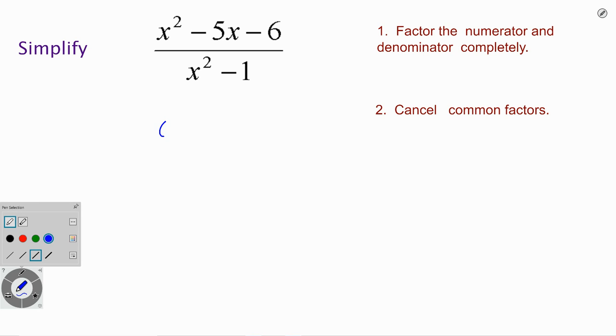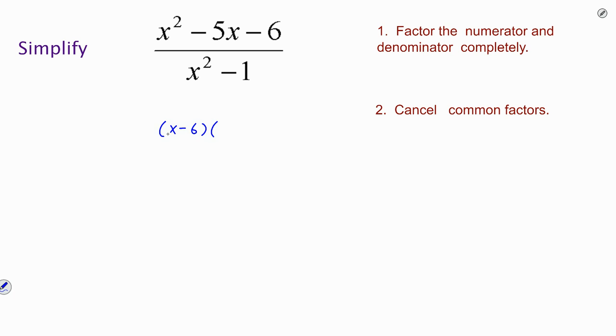The top is going to factor to be x minus 6 times x plus 1. Over the bottom, you could be thinking, well, this doesn't factor. Actually, it does. This is a difference of squares. x squared is a perfect square, and 1 is a perfect square. So since I have a difference of squares, this factors to be x minus 1 times x plus 1. And voila, we see here that they both have a common factor of x plus 1, so we cancel it out, and this simplifies to x minus 6 over x minus 1.